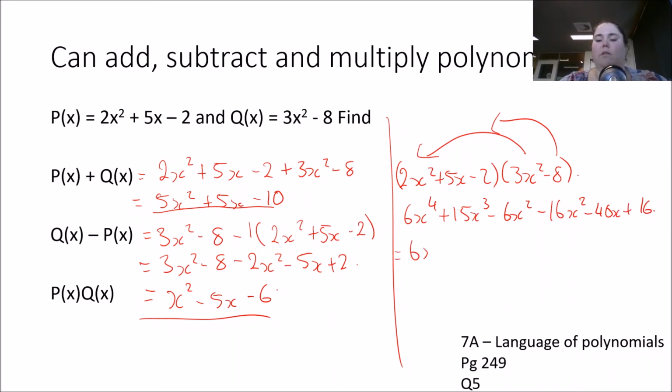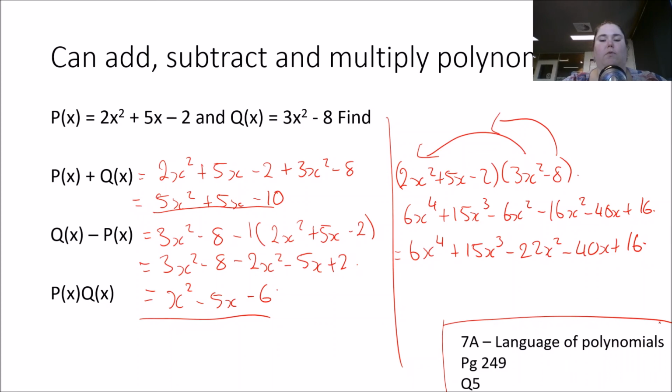And then we just simplify, so collect like terms. Minus 22x squared minus 40x plus 16. And that's all expanding brackets is. So once again, practice 249, question 5.